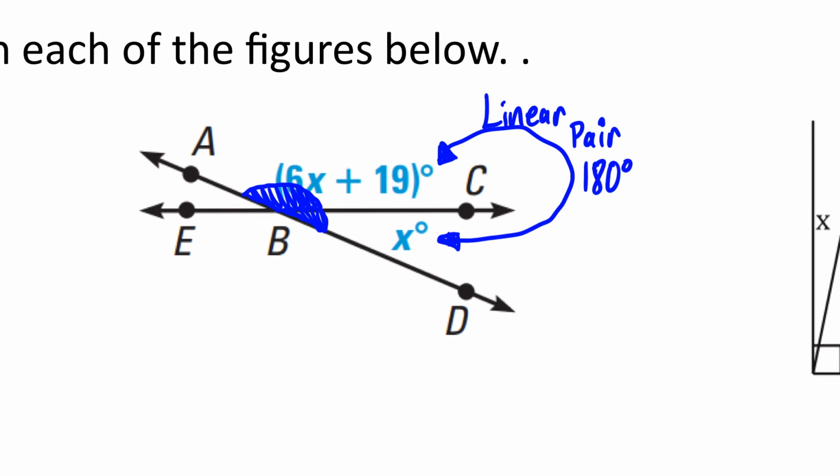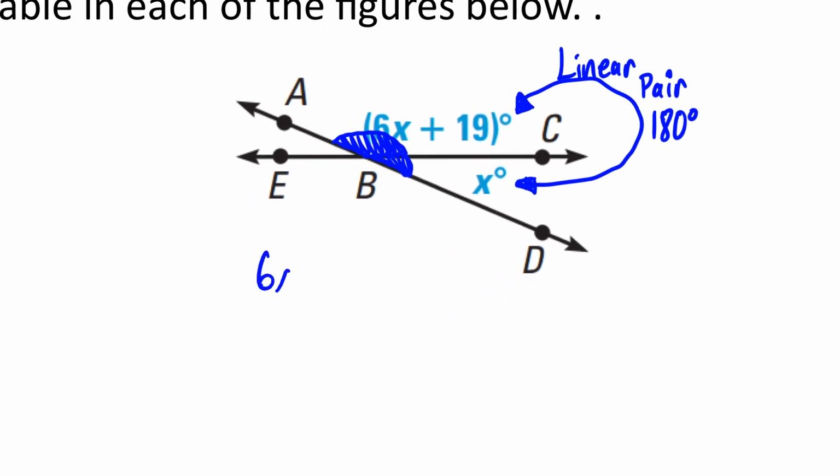They're supplementary. So on this one, 6x plus 19 plus x equals 180. Since they're supplementary, they add up to equal 180. So that's what I did, is 6x plus 19 plus x equals 180.